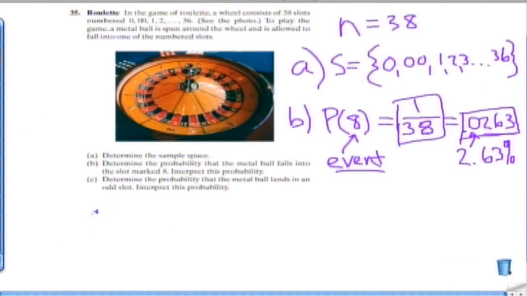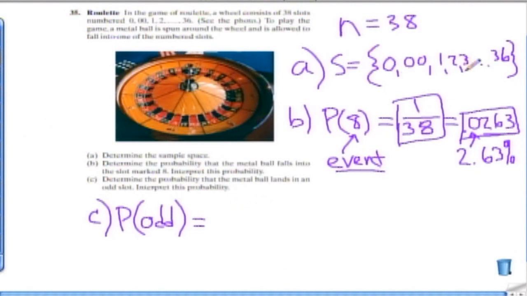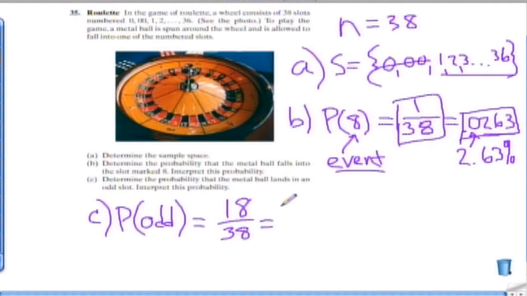So in part C, we want the probability that the ball lands in an odd slot, an odd number. So odd, let's see, we've got how many odds? We've got 36. 0 and 00 are not considered even or odd. So we've got 1 through 36 divided by 2, which would be 18 odd slots out of the 38 equally likely outcomes. And that would be 9/19 in lowest terms, or 0.474.